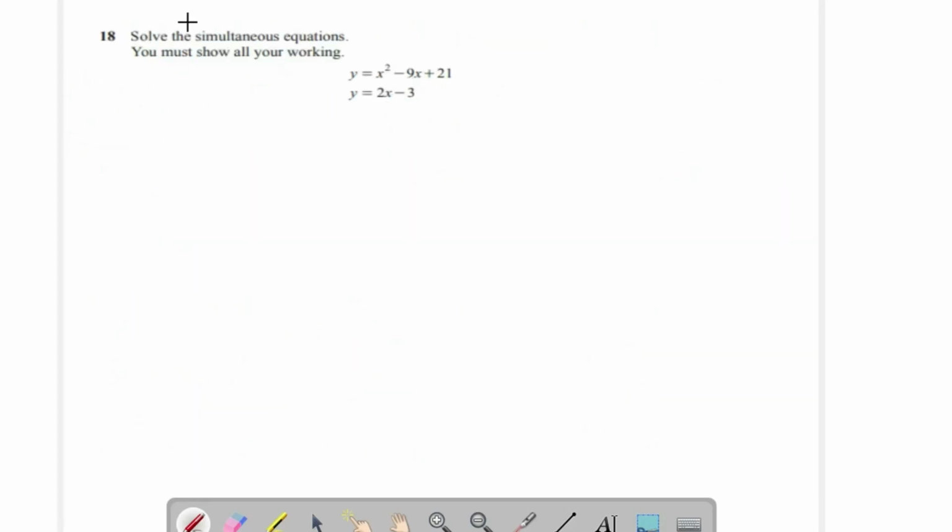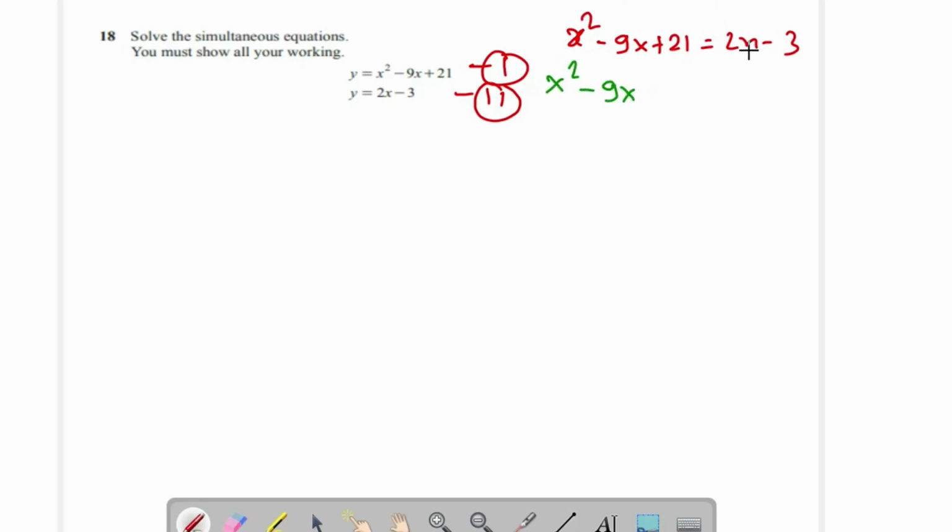There is another question to solve the simultaneous equation. We can solve it in a similar way to the previous one. We have two equations, 1 and 2, and we have to equate them. x squared minus 9x plus 21 is equal to 2x minus 3. We bring all the values to one side: x squared minus 9x, and minus 2x, plus 21, plus 3. So x squared minus 11x, and 21 plus 3 is 24, is equal to 0.